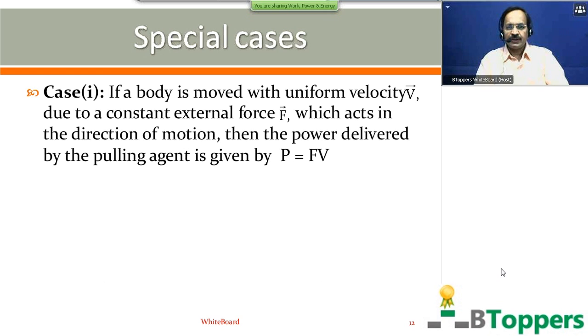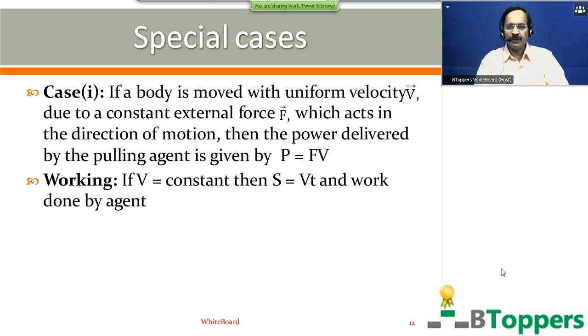Then special cases. Case 1: if a body is moved with uniform velocity V bar due to a constant external force F bar which acts in the direction of motion, the power delivered by the pulling agent is given by P equal to FV. So I am giving the working for this conclusion.